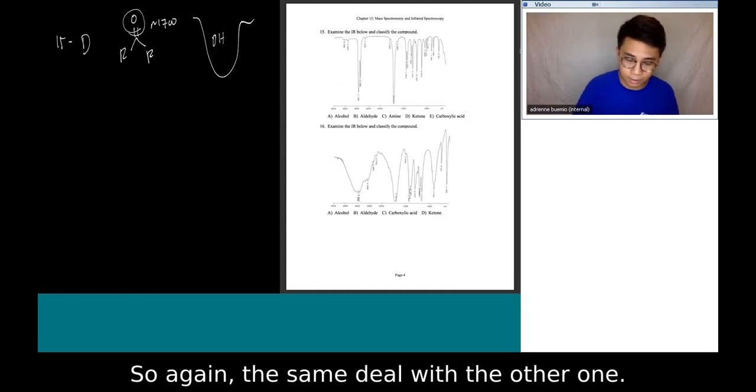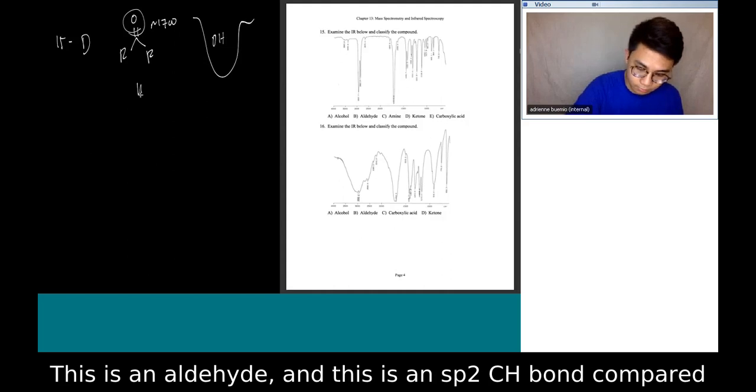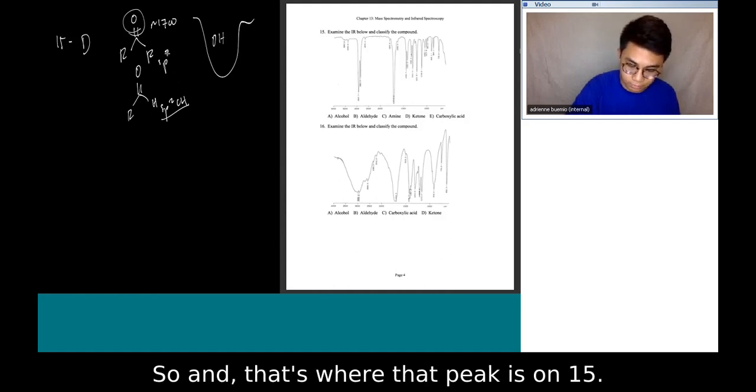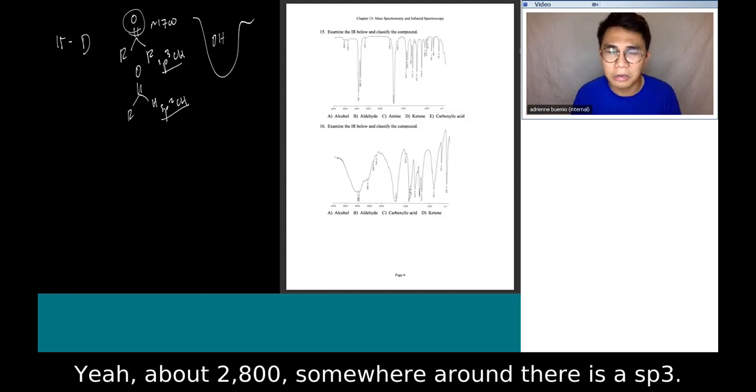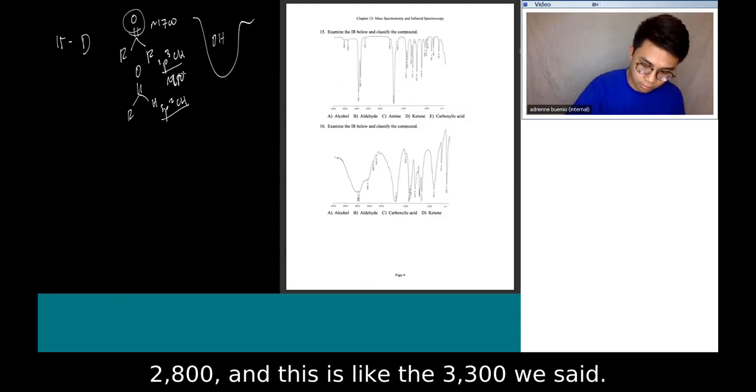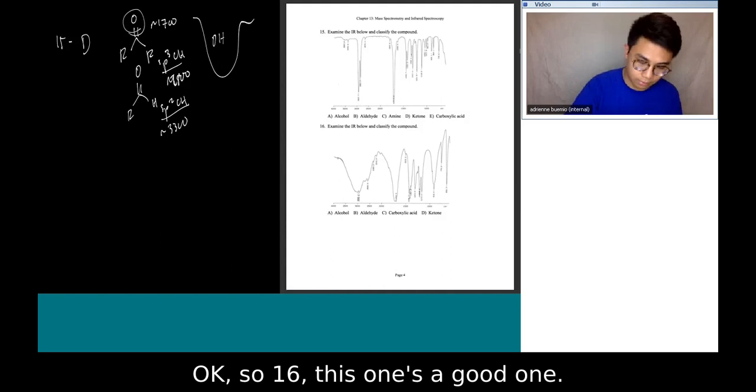So again, kind of the same deal with the other one. This is an aldehyde, right? And this has an sp2 CH bond compared to over here, an sp3 CH bond. And that's where that peak is on 15. About 2800, somewhere around there, is sp3. 2800, right? And this is like the 3300 we said. Okay, so 16.